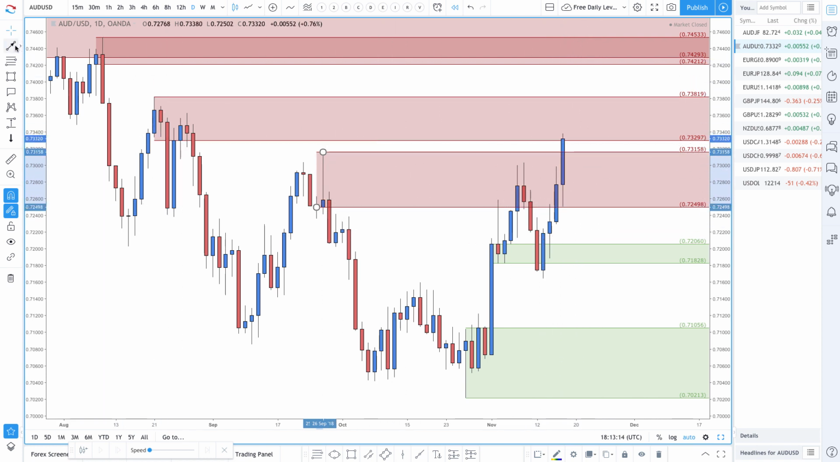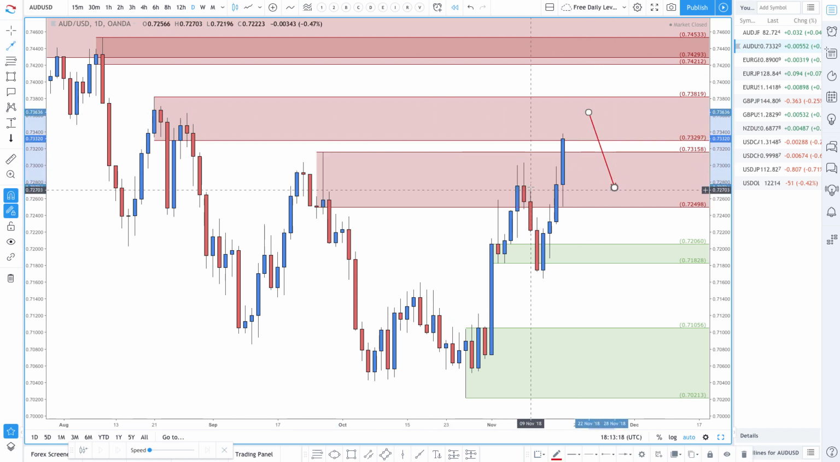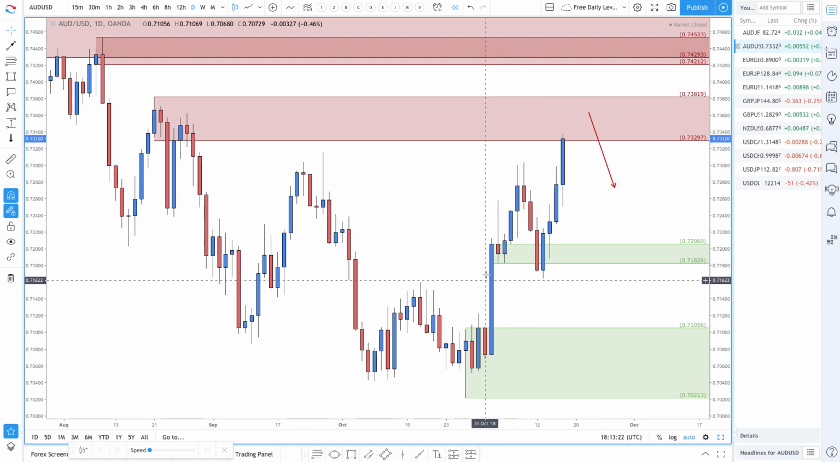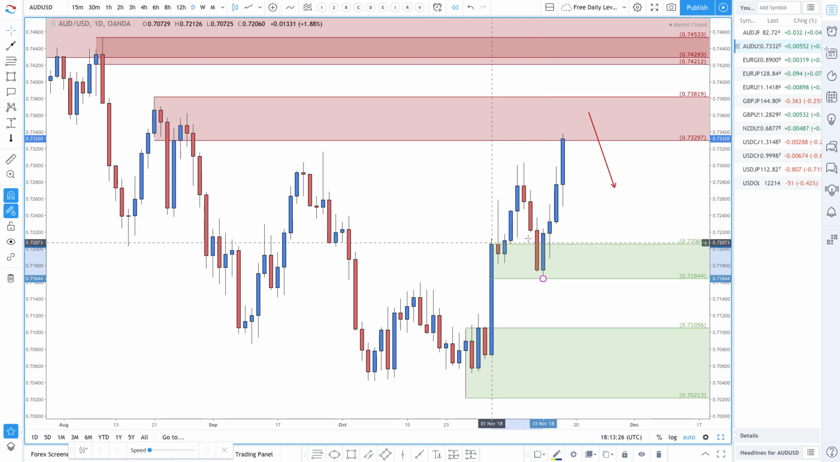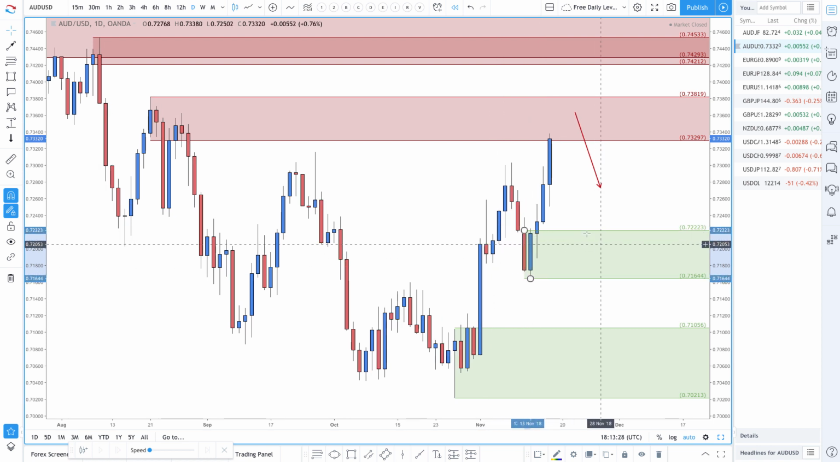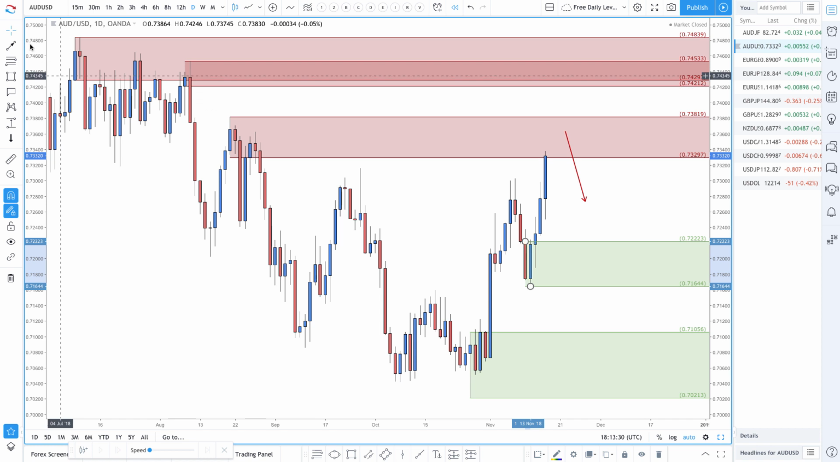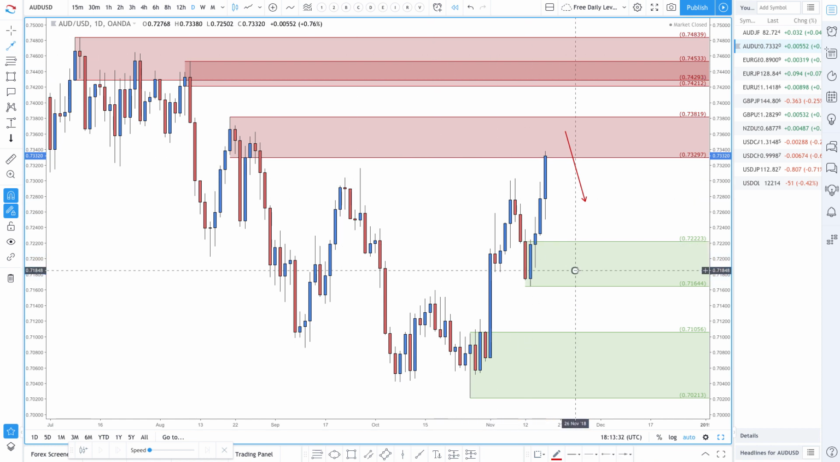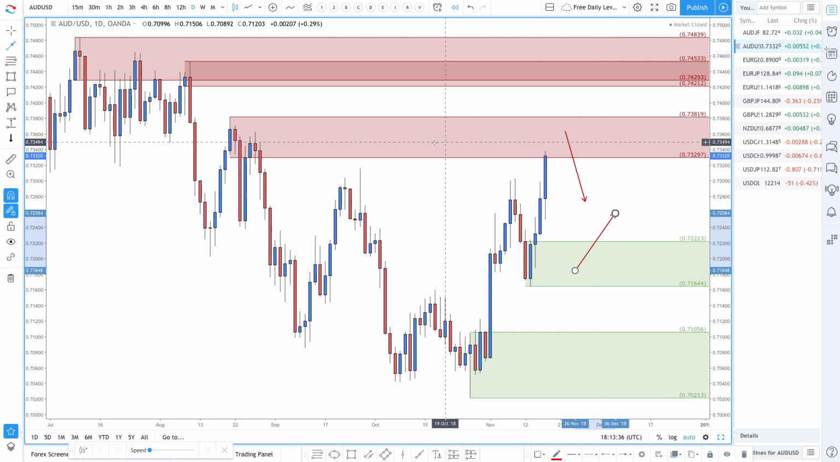But from a shorting perspective, I'm probably looking to short this currency pair. Here would be probably the first area to look to get short. I'm going to extend this demand zone down to here, from here to here. So if you're looking to get long on the Australian dollar, then you'd have to wait for price to really come down in here before looking to get long.